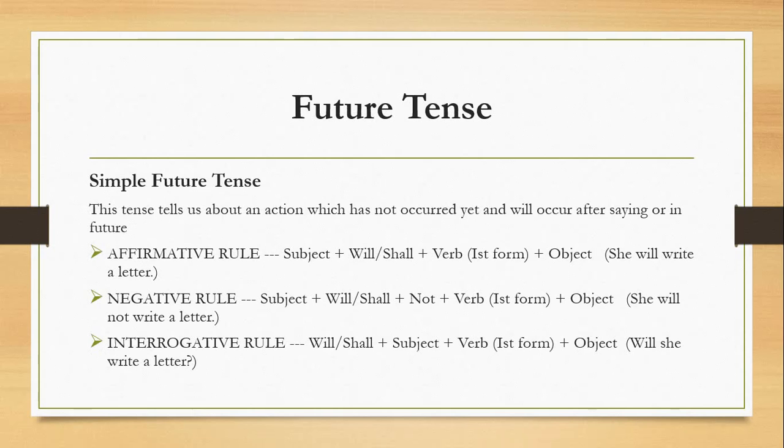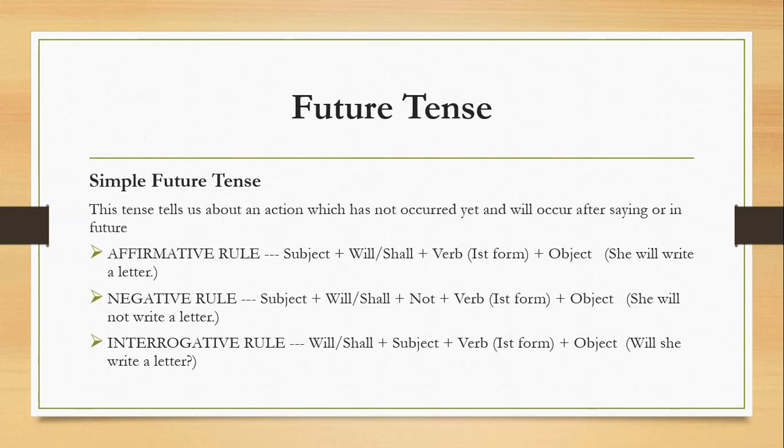Then comes future tense. This tense tells us about an action which has not occurred yet and will occur in future. So we all know that future tense talks about future time. Again here the rules are given for affirmative, negative and interrogative. For future tense we use the words will or shall. For affirmative: subject plus will or shall plus V1 plus object. Example: she will write a letter.